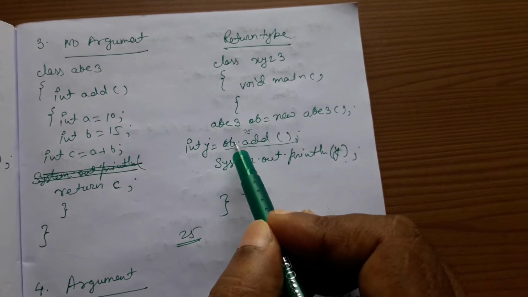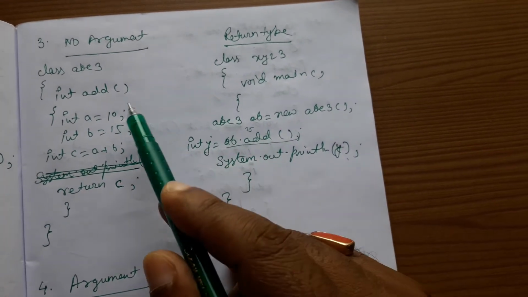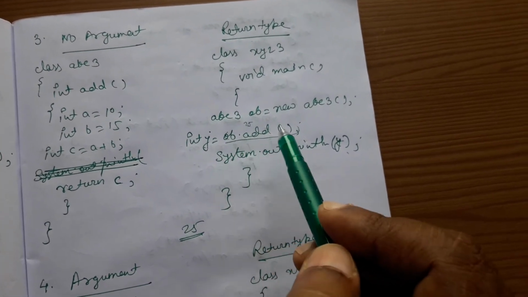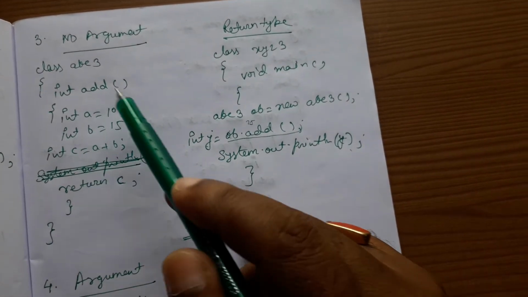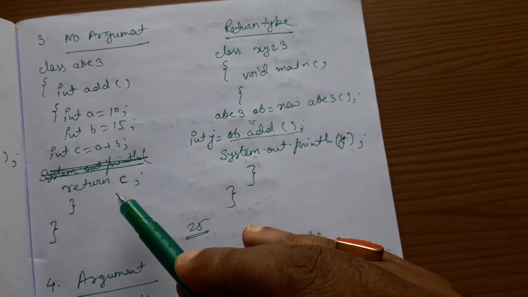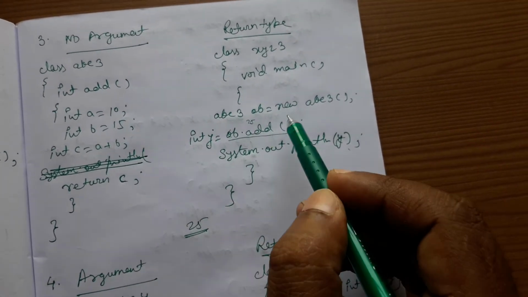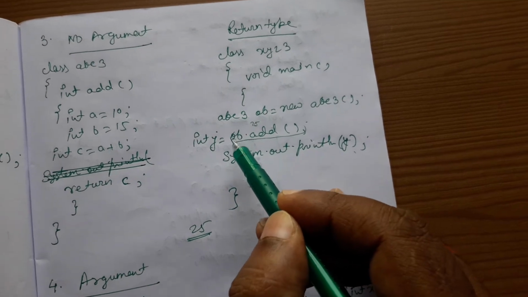Now we are calling the function add using the object, ob.add. When we are calling this function, what is happening? It is calling this function and executing it. After execution, c will return the value where? In ob.add, in this function.